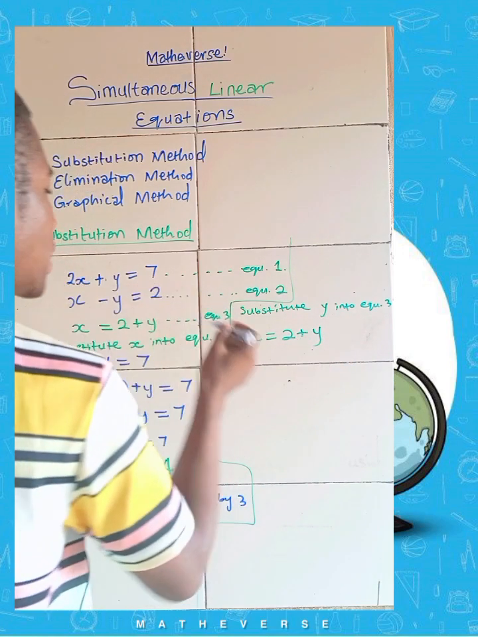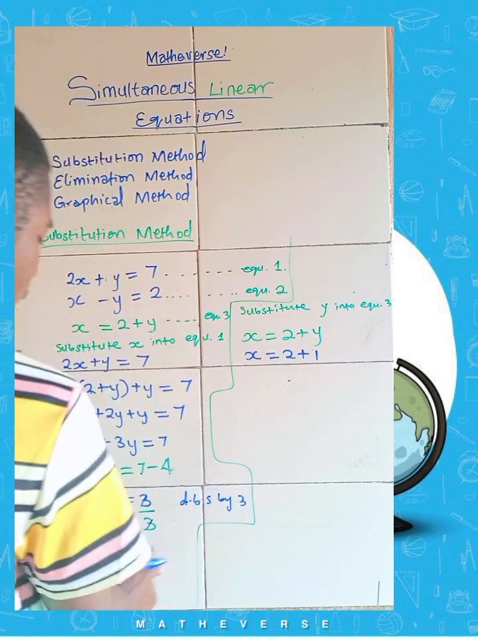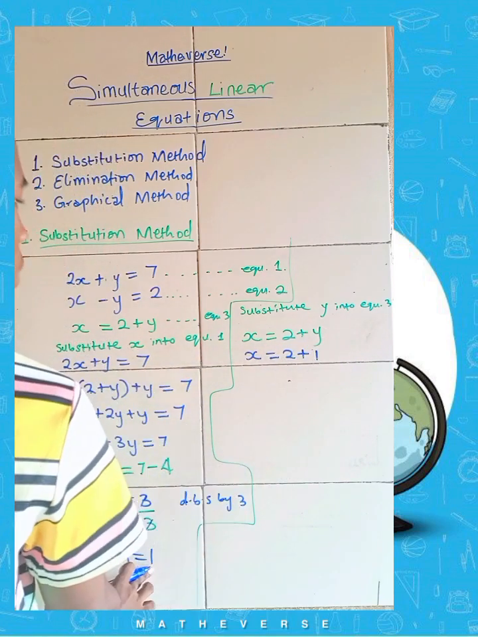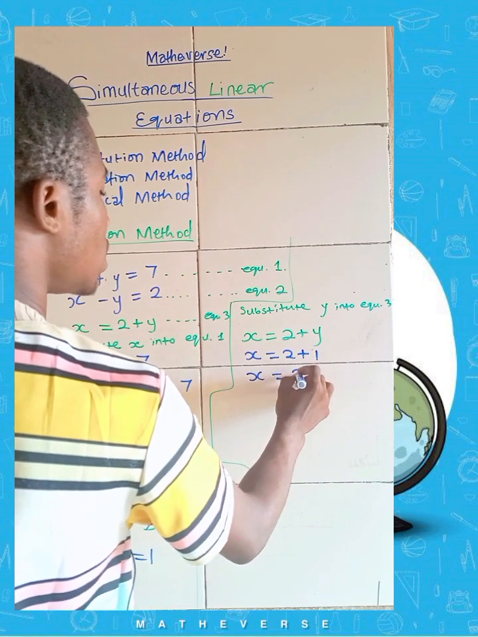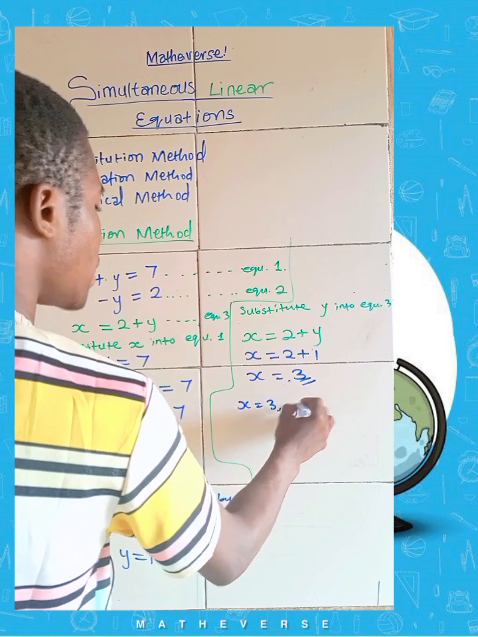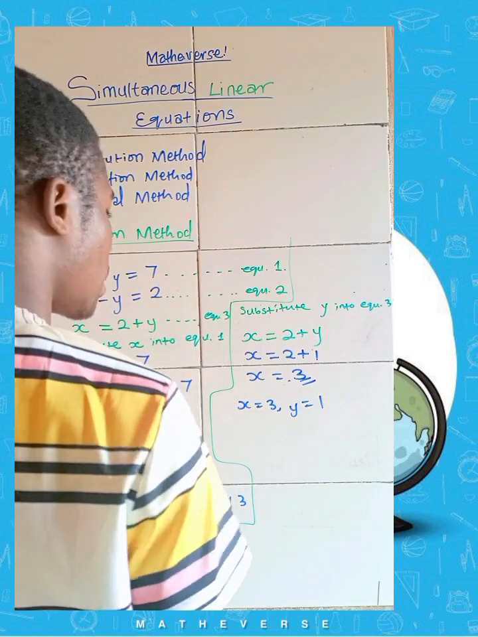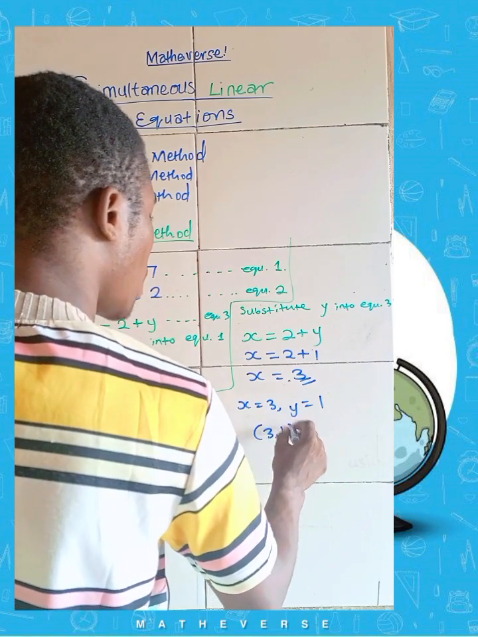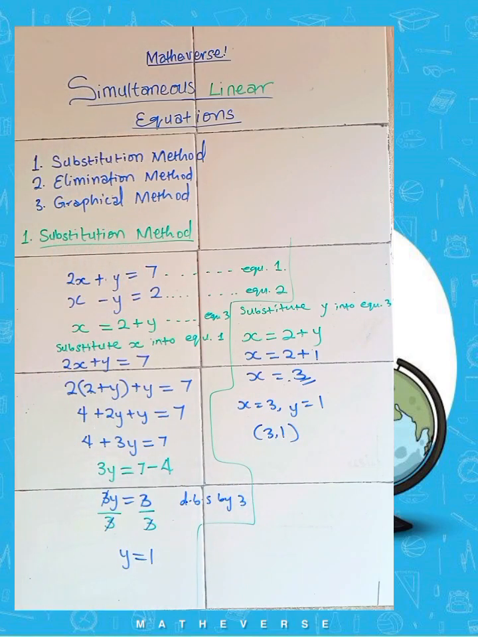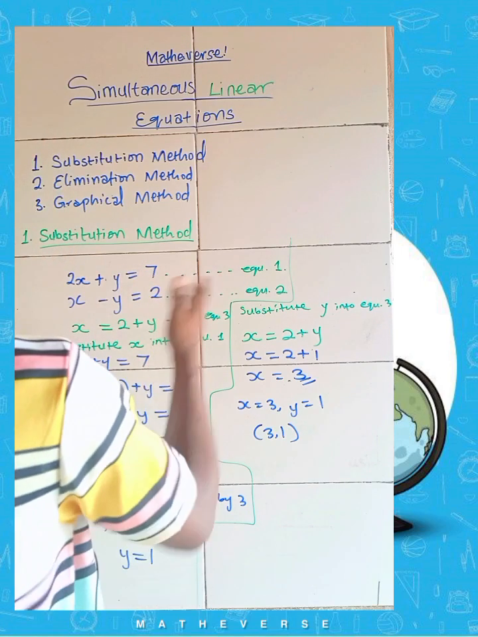Now, we have to rewrite again. x is equal to 2 plus 1, because y is 1. We are replacing y with 1. So x will now be equal to what? 3. So we have found x. x is 3. y is what? 1. Do you get that now? So you can write 3, 1. These are the values of x and y. So this is how to use the substitution method to solve questions.